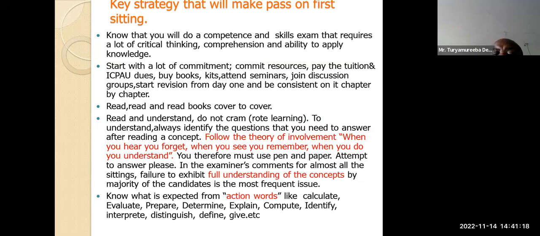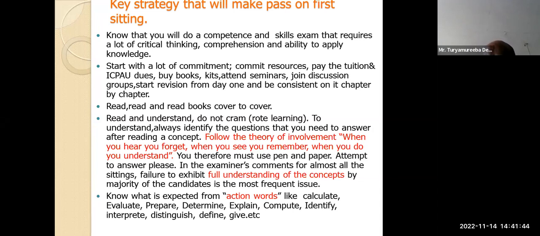Follow the theory of involvement, which says that when you hear, you forget. When you see, you remember. When you do, you understand. There is nothing that can challenge practice hands-on. You therefore must use pen and paper. Attempt to answer, please. Do not sit there and tell somebody in the group, attempt for us this number, attempt for us this one also. You must use your hand and your pen and paper, and you also attempt.